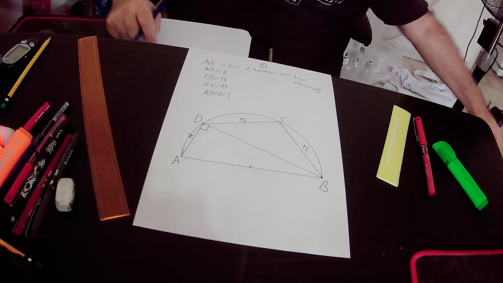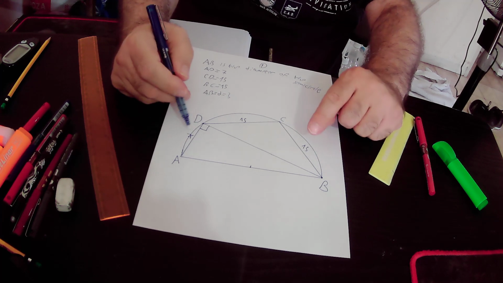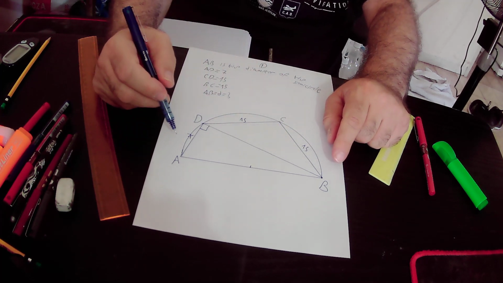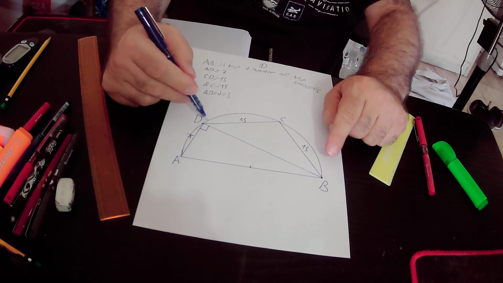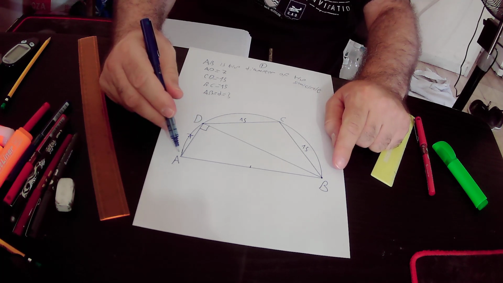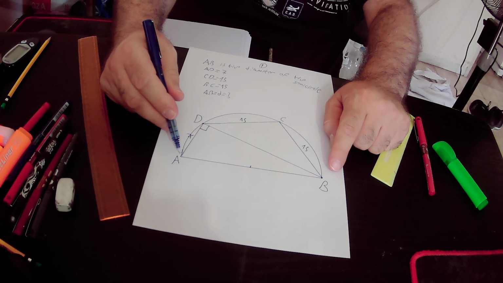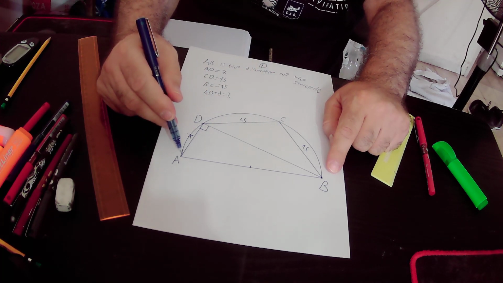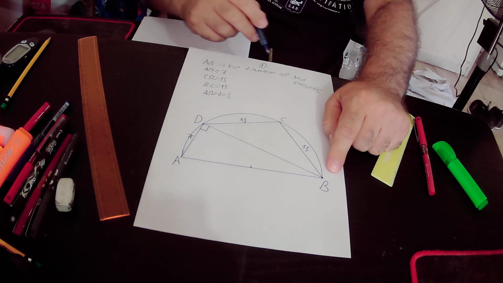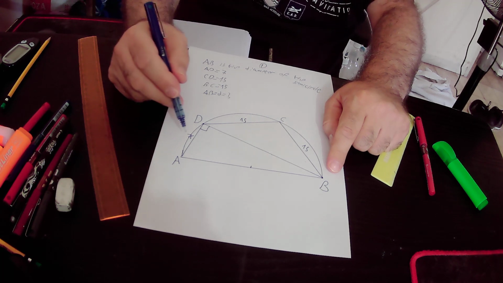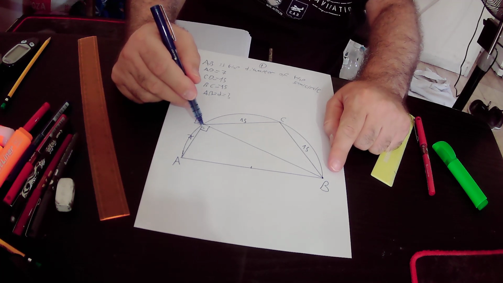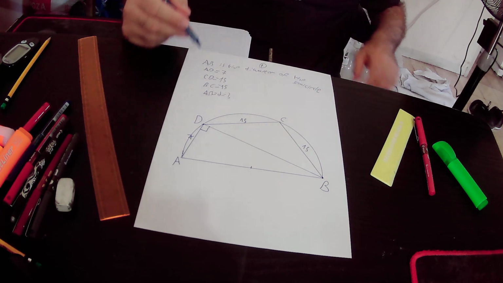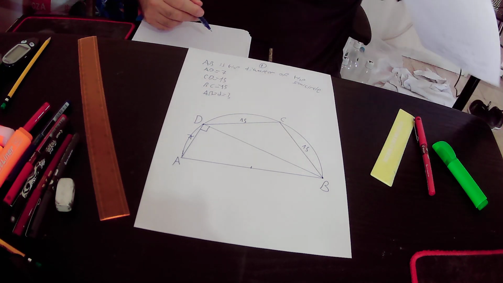Actually, this angle ADB, the peripheral angle ADB, rests on the diameter of this semicircle. That is to say, peripheral angle ADB rests on AB, that is the diameter of the circle. AB is the diameter of the semicircle. Therefore, angle ADB equals 90 degrees according to rule 1.